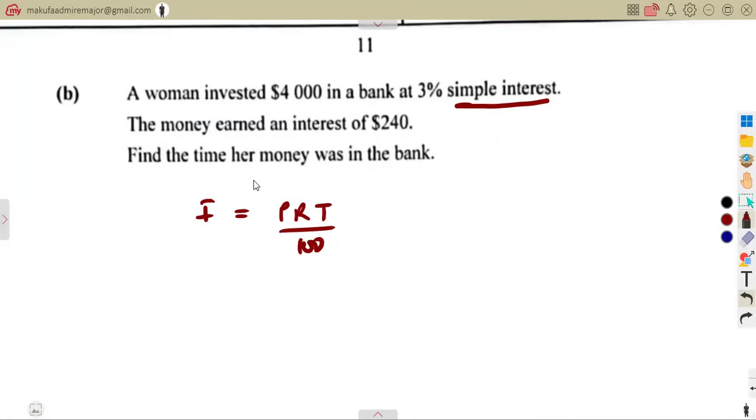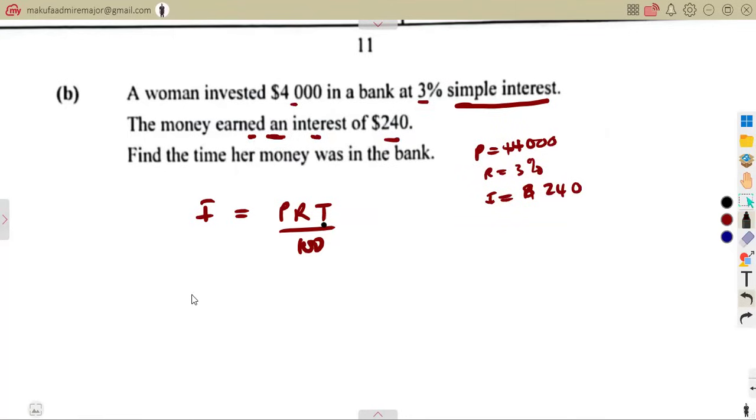So there we are given, she invested a certain amount of money, which is 4,000. That is the amount invested, the principal, 4,000, in a bank at this rate, meaning to say we've got our R of 3%. The money earned an interest of $240. That is, the interest was obtained as $240. Then find the time the money was in the bank.